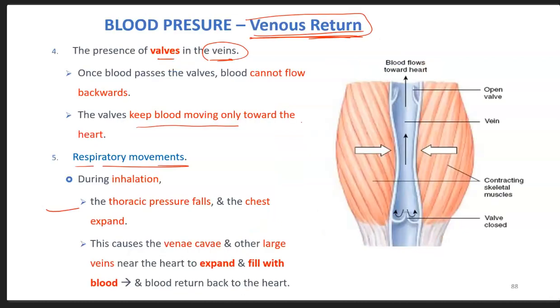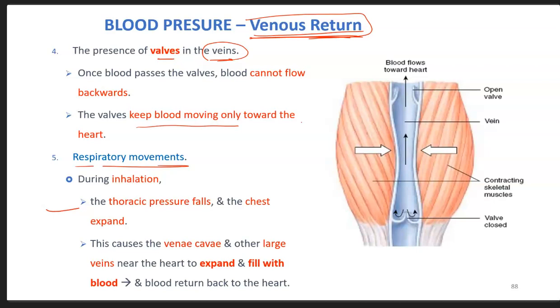And then the next factor, from the slide just now, is the presence of valves in the veins. The presence of valves in the veins is to prevent the backflow of blood and cause the blood to move forward towards the heart. The last factor that helps in the venous return is the respiratory movement. During inhalation, you take a long breath, inhale.